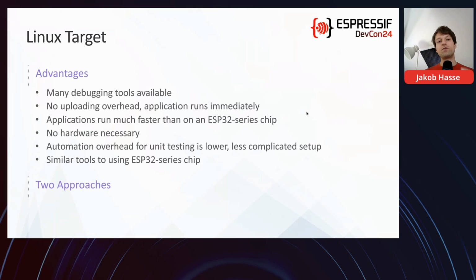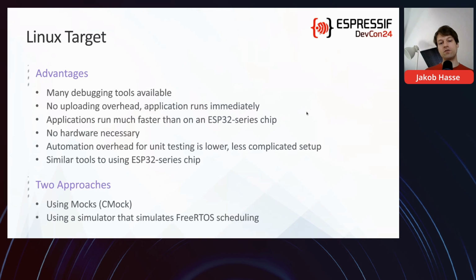In general, there are two approaches to implement the Linux target. One is using mocks, CMock in our case. CMock is the mocking framework that we use in ESP-IDF. The other approach would be to use a kind of simulation that simulates FreeRTOS scheduling. And we will go over both approaches now.